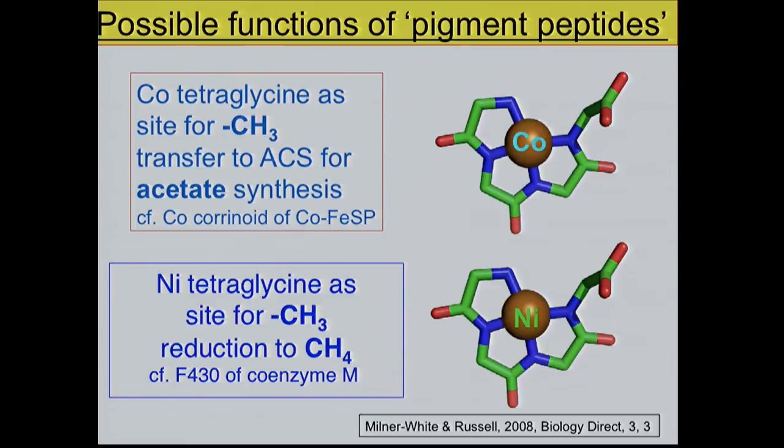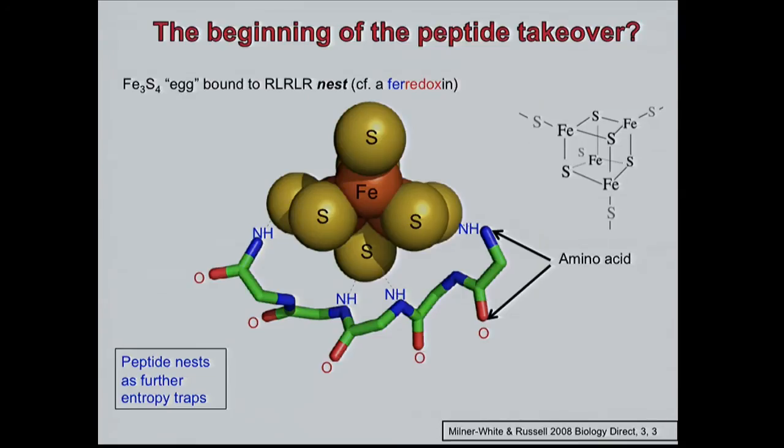And could they do, we know these structures exist, they've never been shown to be active, because I think they've never been tested in this way, but could these be, for example, similar to a transfer site for acetyl-CoA synthase and the site for reduction of the methyl group to methane? So we've got structures, again, that, as I say, everything is kind of on the plate here. So could we then have a beginning of a peptide takeover?